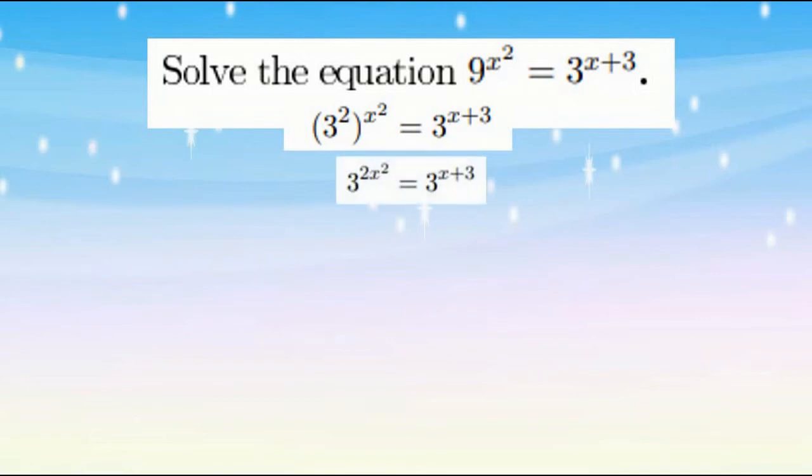Using the power property of exponents, that becomes 3 to the power of 2x squared is equal to 3 to the power of x plus 3. Then, using the one-to-one property of exponential functions, that becomes 2x squared is equal to x plus 3.